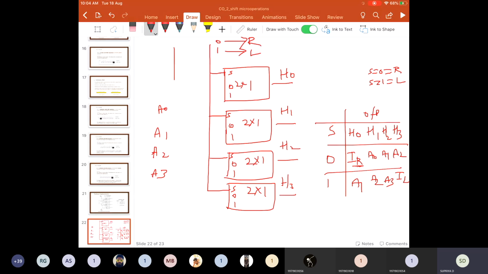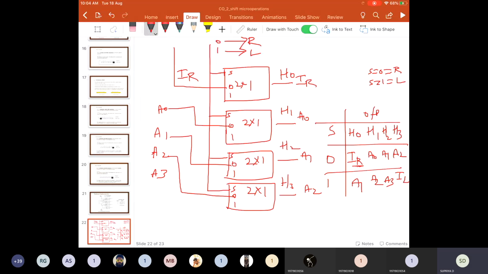When I want to perform shift right operation, in the most significant bit I'm inserting the new data by giving it as a serial input IR. And I'm connecting A0 here, A1 here, and A2 here. So A0, A1, A2, I'm connecting in this way so that I'll get the output IR, A0, A1, and A2 after performing shift right operation. Whatever output we are expecting, we get by giving the inputs in this way.